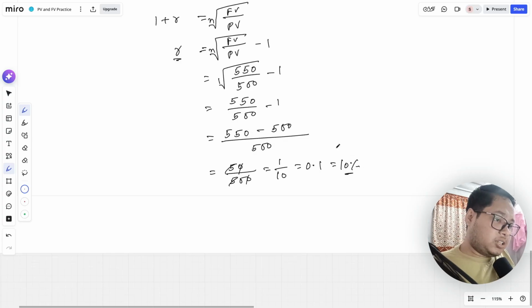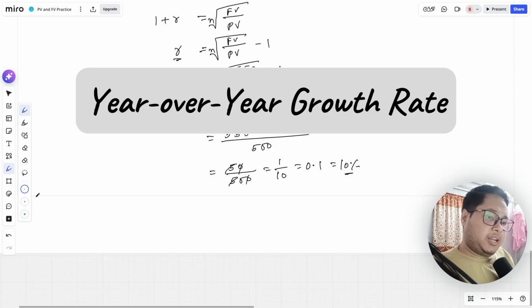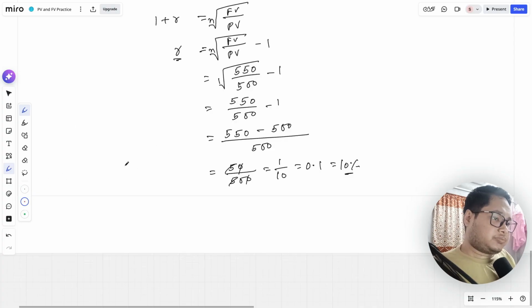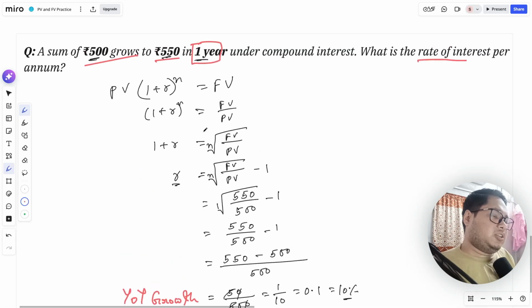There is one more thing we have, called year over year growth rate. Let me write it down here. I couldn't write the full word rate here, but you can understand year over year growth. There is a distinct difference here. Let me break it down a little bit more: when we calculate year over year growth rate, it has to be for 1 year only.